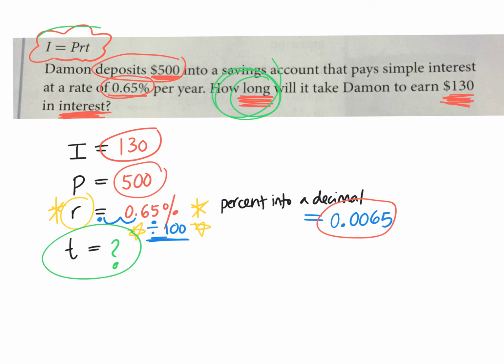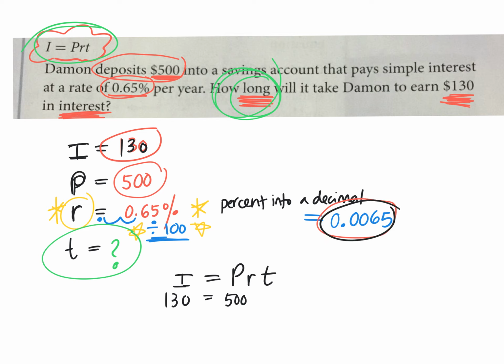So all you're going to do now is replace the numbers for each letter. So our formula is I equals P times R times T. We're just going to replace the letters with the numbers. What's I? Okay, so I'm going to write 130 here. What's P? 500. What's R? 0.0065. So we put brackets because we're multiplying, right? It's P times R times T.